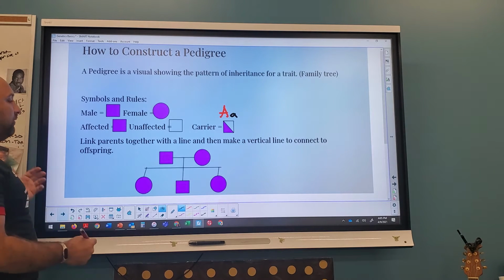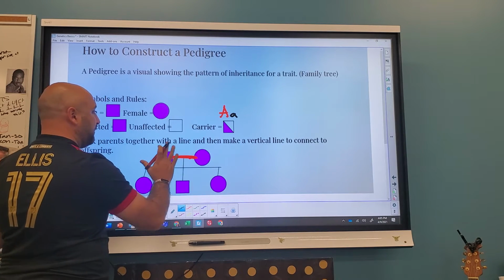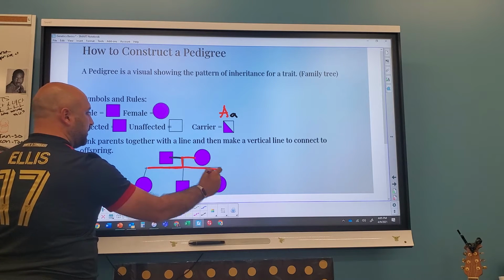And just to go over the finer details now that I realize I'm really talking about it, the ones at the very top are the parents, and they're connected by a line, and then it goes to their, in this case, 3 offspring.